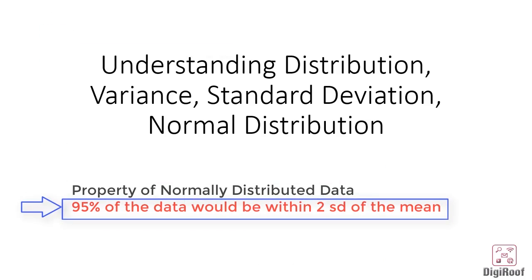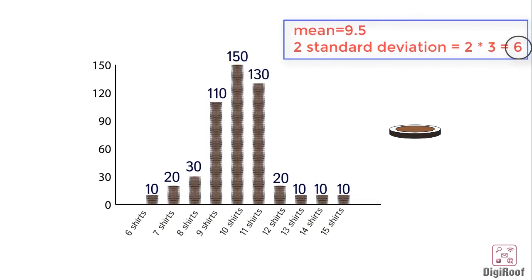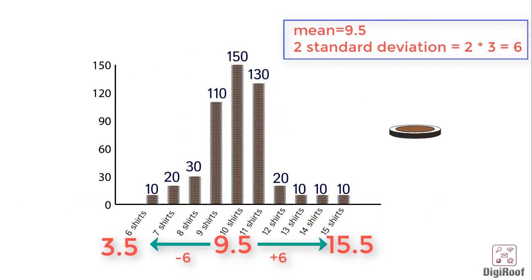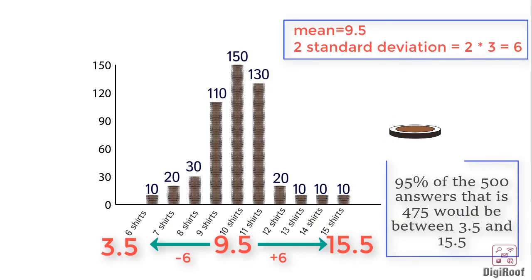Similarly, according to the next important property of normal distribution, 95% of all the data would be within 2 standard deviations of the mean. For this example, 2 times standard deviation would be 2 multiplied by 3, that is 6. Since the mean is 9.5, on the left side of the mean, if we go 2 times standard deviation, we will get 9.5 minus 6, that is 3.5. And on the right side of the mean, if I go 2 times the standard deviation value, we'll get 9.5 plus 6, that is 15.5.